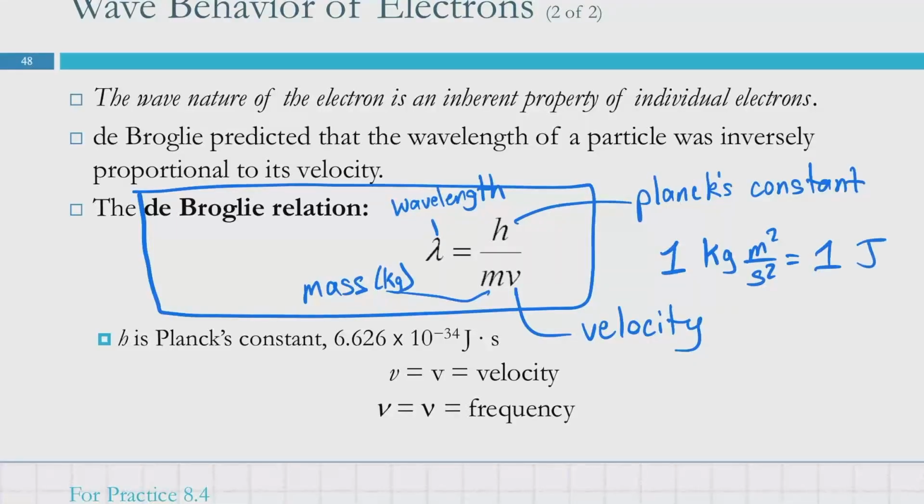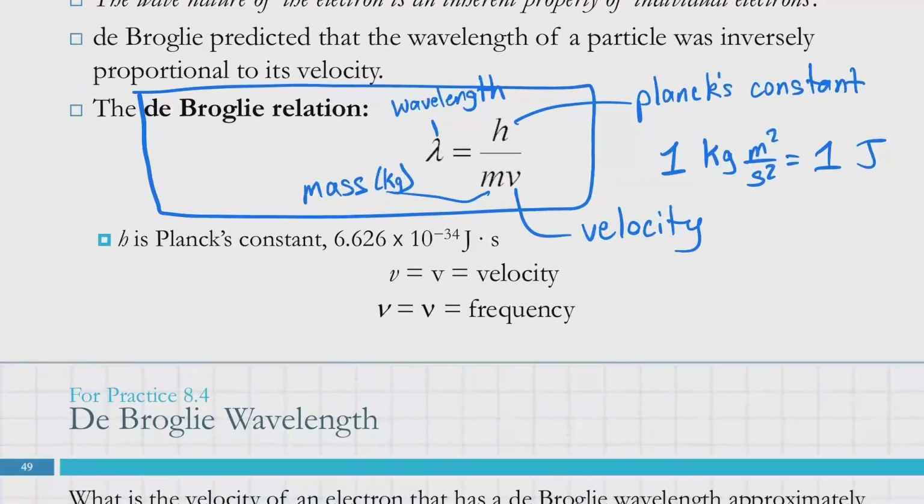I believe this is also true. 1 kilogram meter squared per second squared equals 1 joule. Planck's constant has joules in it. We've got mass here on the bottom, so we have to use kilograms, so that the kilograms that's hiding in our Planck's constant gets canceled out by the unit of mass. That's why the mass has to be in kilograms. You'll also get this relationship, the 1 kilogram meter squared per second squared equals 1 joule.